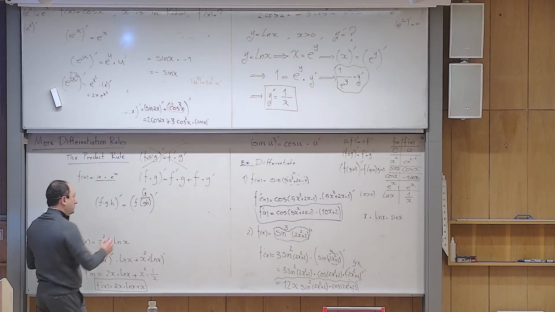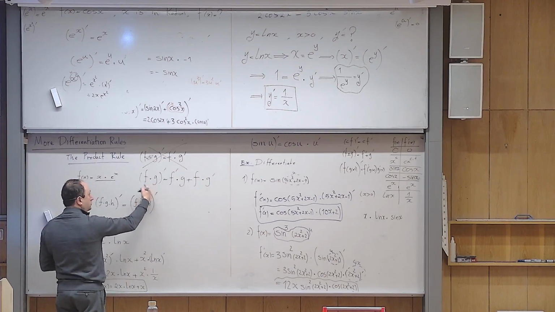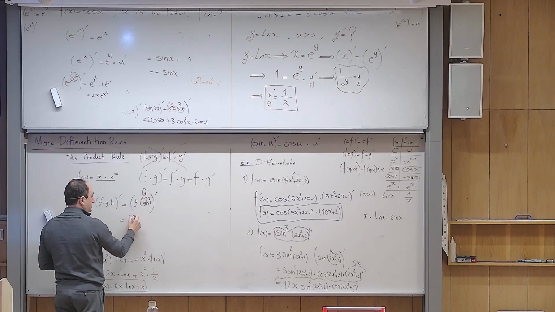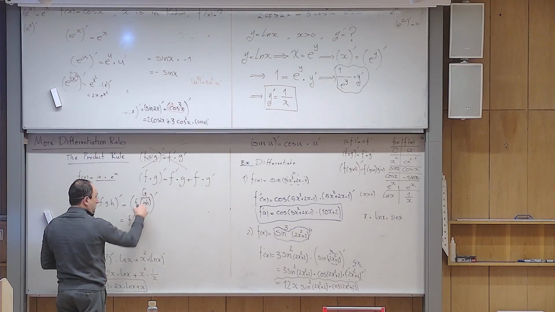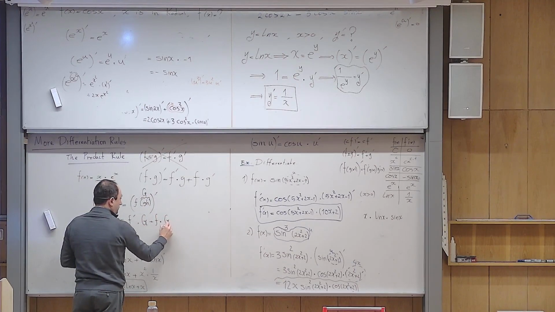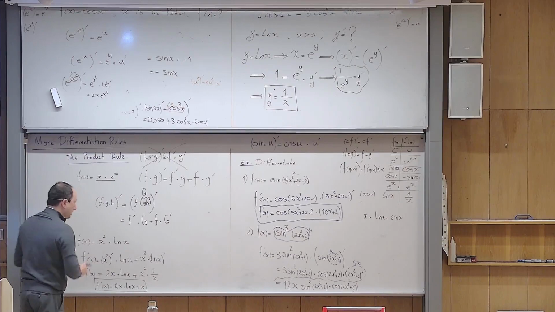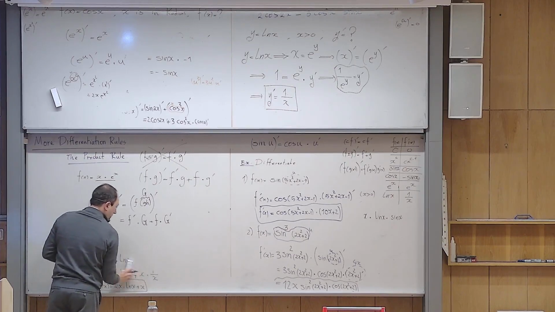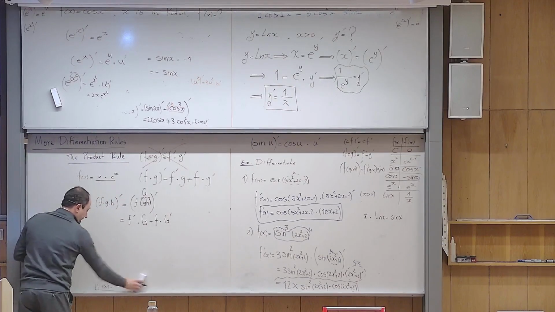Yes? So what happens? According to the product rule for two functions, this becomes the derivative of the first one multiplied by the second one itself, plus the first one multiplied by the derivative of the second. So you are right in this way. If you mean this, I don't know.